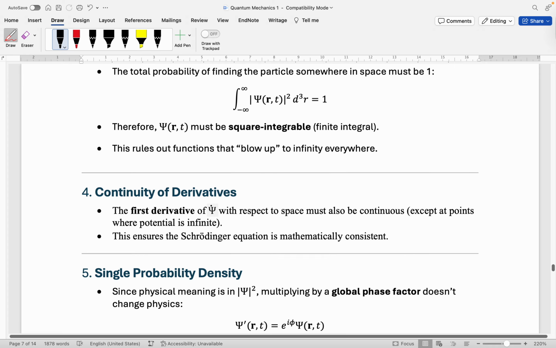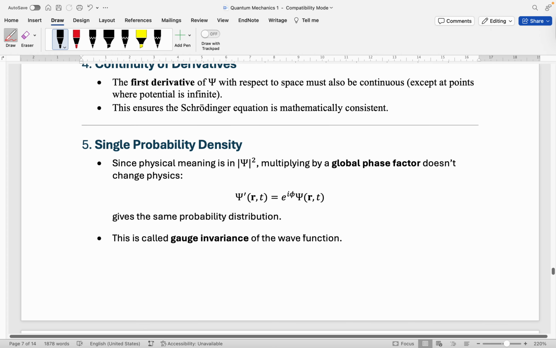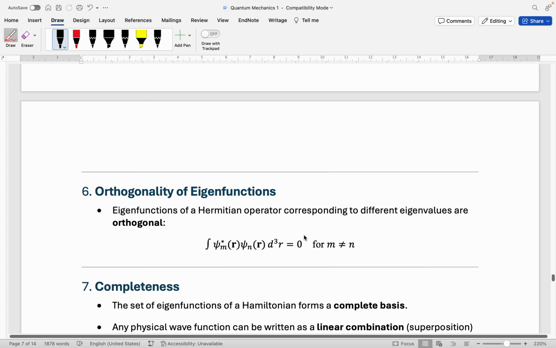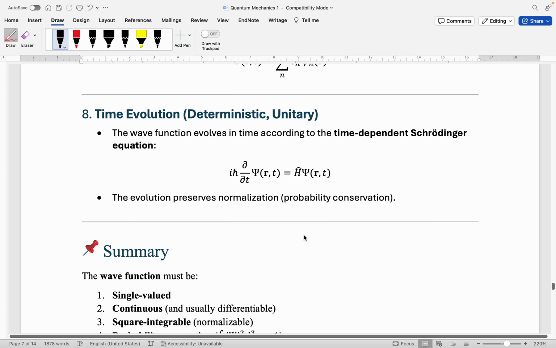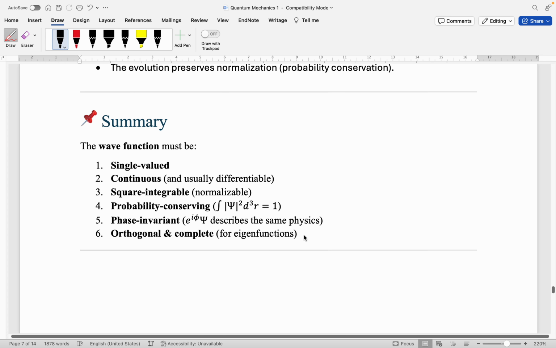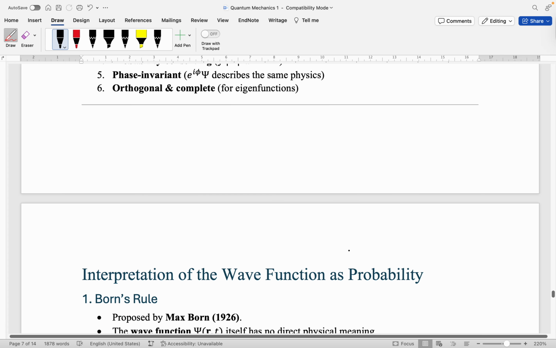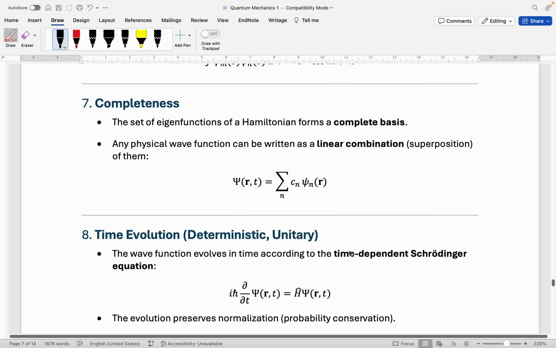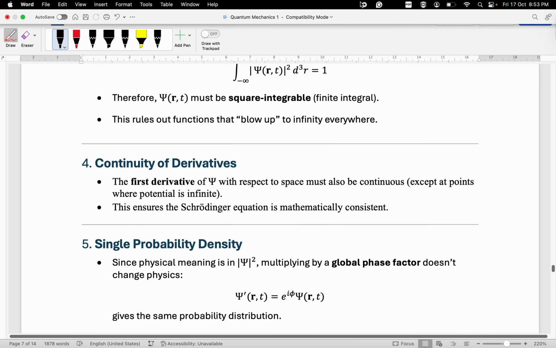Continuity of derivative, that means if I take the derivative of one parameter with respect to another, it will have some value and it will be continuous. That is also there. These are just additional points that you can go through, but these are the most important parts here. So that's all about Schrodinger's time independent and dependent.